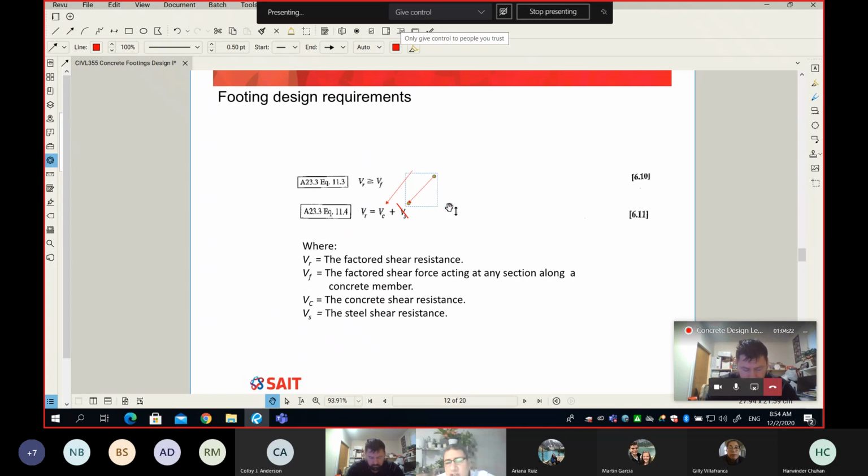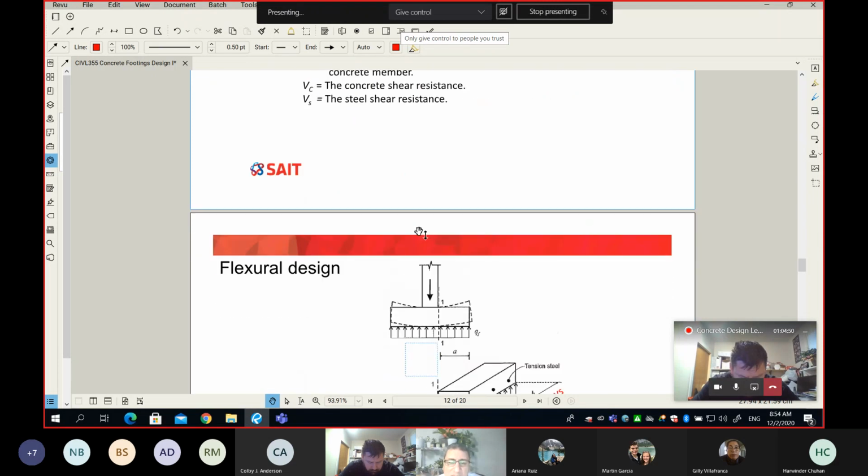In beams, we use stirrups. In slabs, what do we do? Do we still use stirrups? No. No stirrups. No, we don't. So that's why, and as I said, the strip footing is just a one-way slab, and that's why I already canceled the VS. So really, what we have to do is we need to make sure that VR is more than VF, and how much is my VR? It is only VC. Okay.